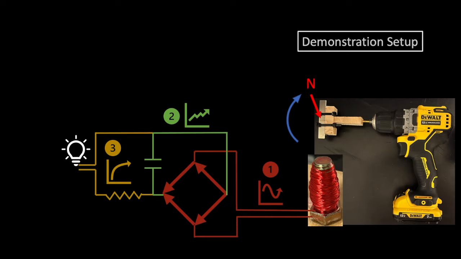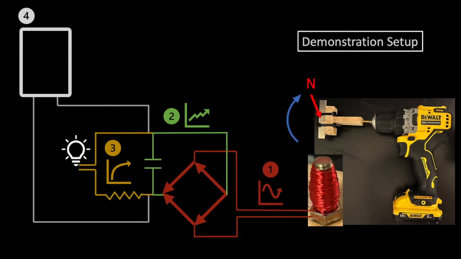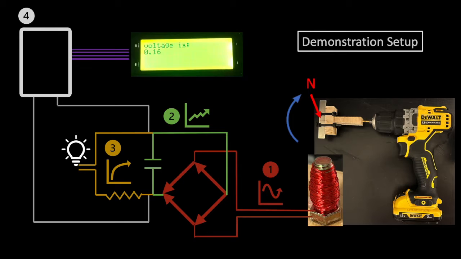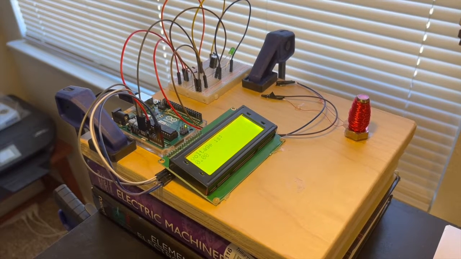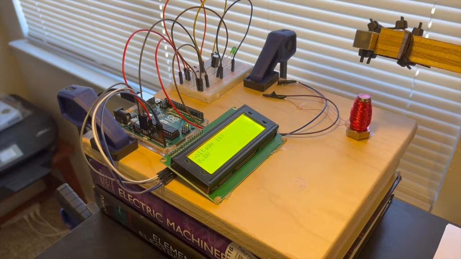The circuit is then routed to a small light bulb, and an Arduino is used as a digital multimeter to measure and display the resulting voltage. Here is the demonstration. I'm glad I finally found a use for these textbooks.